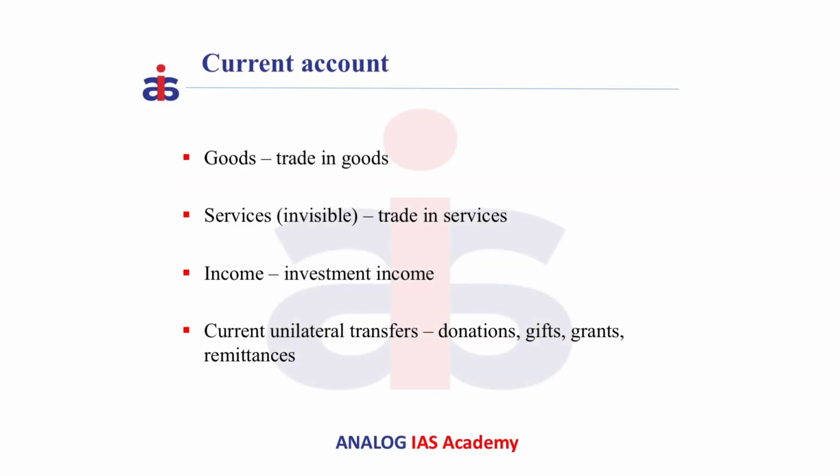Coming to the current account, it includes goods, services and income. It also includes current unilateral transfers such as donations, gifts, grants and remittances. You should note that the grants might appear as a component of capital account but are included in the current account as they are unilateral and they create no liability. Recipient does not have to give anything back in return.